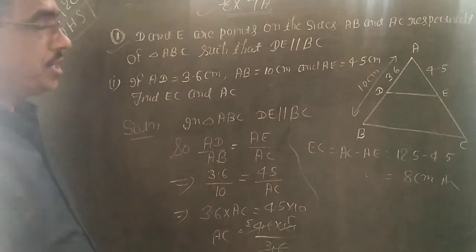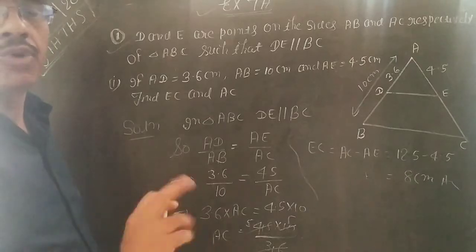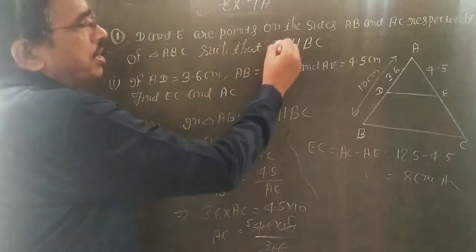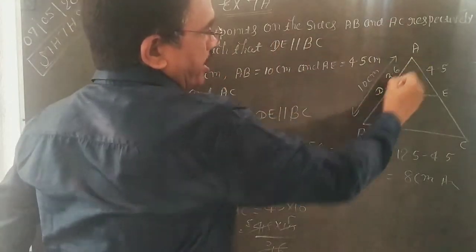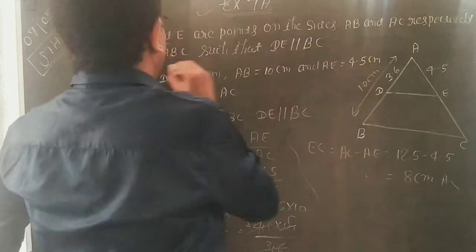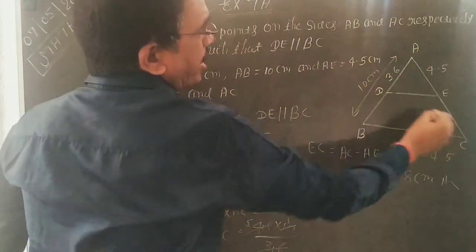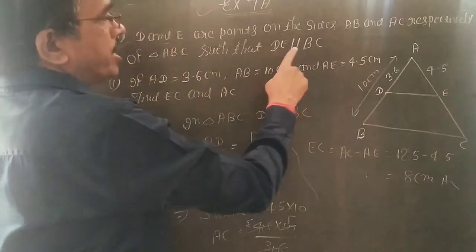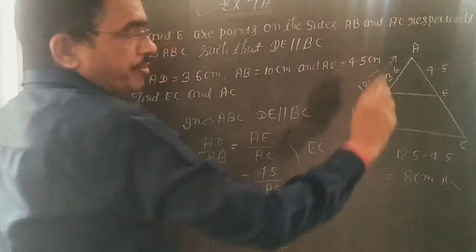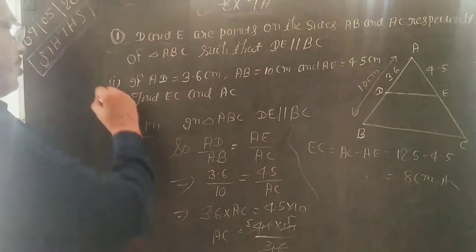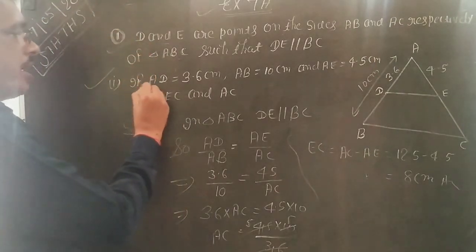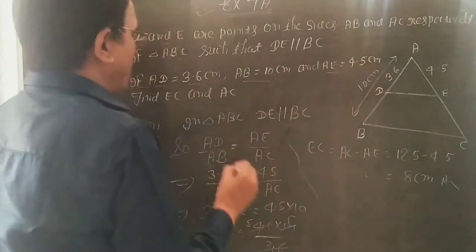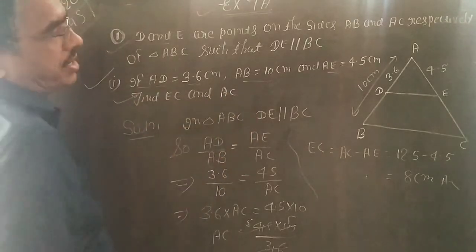There are so many questions in question number 1. I discuss only one. The question is that D and E are points on the sides AB and AC respectively of triangle ABC, such that DE is parallel to BC. In the first question, it is given that AD is equal to 3.6, AB is equal to 10, AE is equal to 4.5. Then find EC and AC.